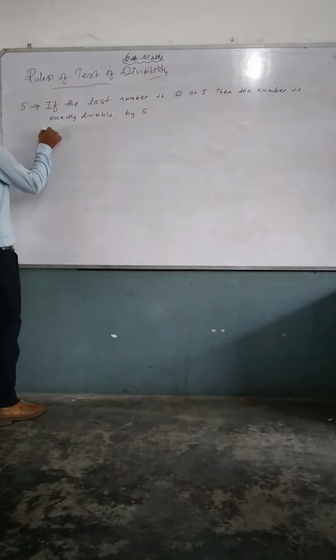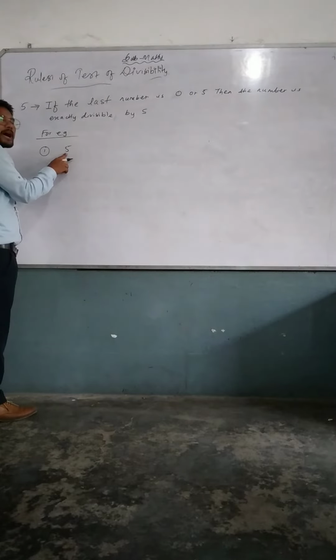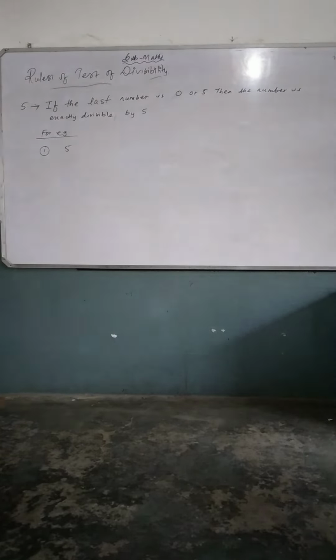Let us take an example. If we take only this 5, then the last number is that one only, because it is a single digit number. So the last is this only. Now this 5, the last number is 5, so it is exactly divisible by 5 according to the rule, isn't it? Can 5 be exactly divided by 5 or not? Yes, sir. Yes, because it is in the table of 5. Let us take the next example.